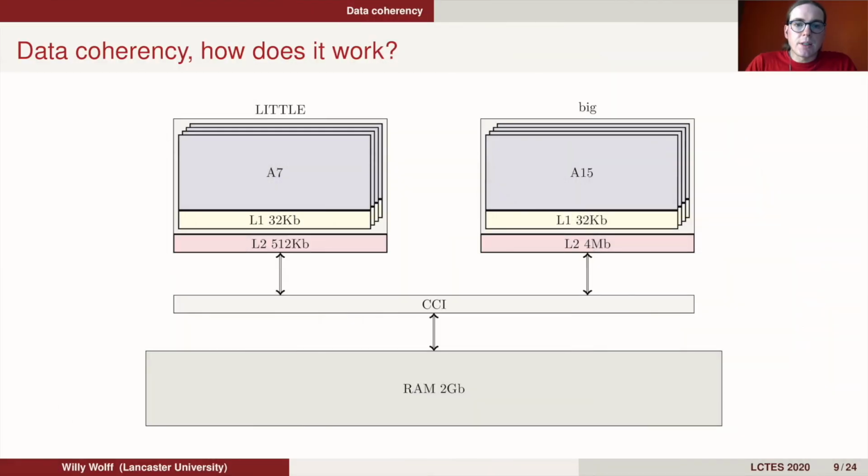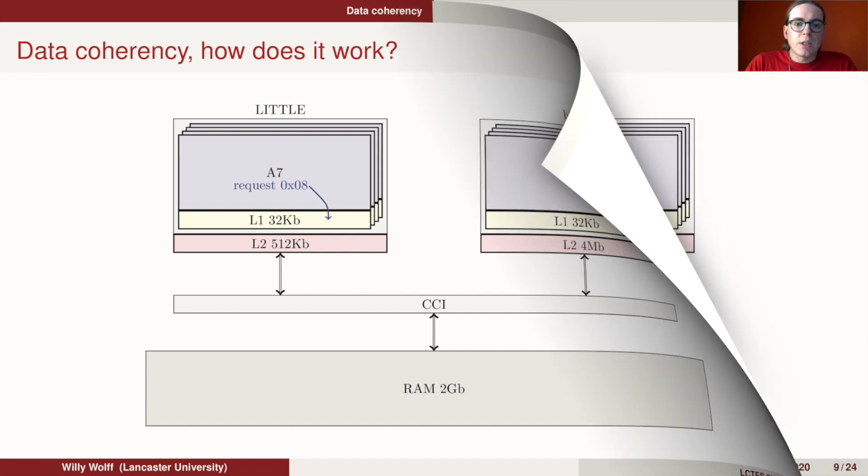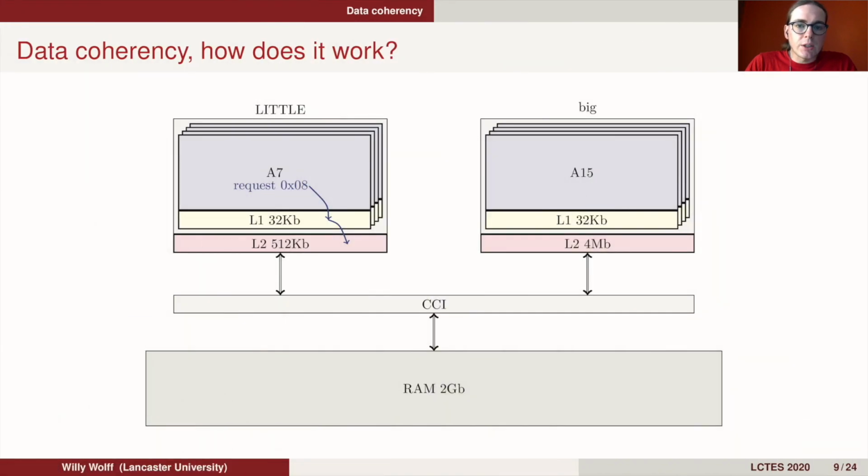Here I show again a schematic of the architecture. Let's imagine that a core from the little cluster wants to access a particular memory. If the data is not already there, it will look in its CPU core private L1 cache. If this private cache does not have the memory, it will then check in all other private L1 caches of the other cores within the same cluster, and also in the shared L2 cache.